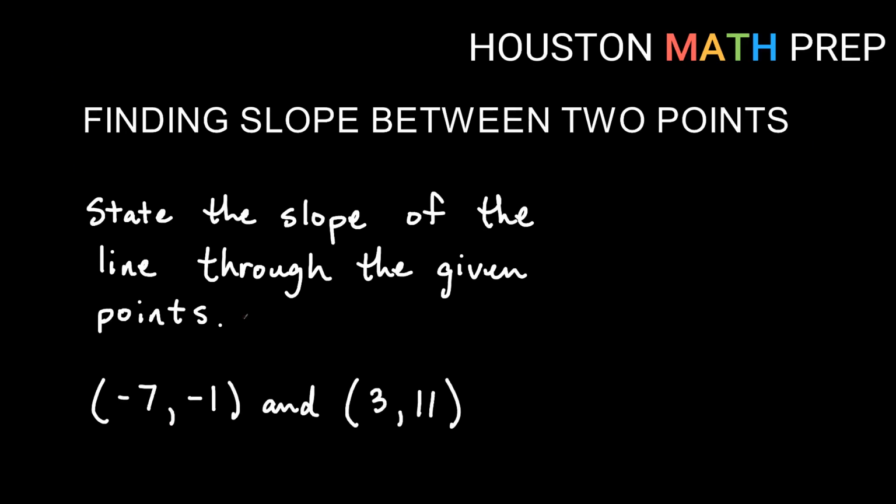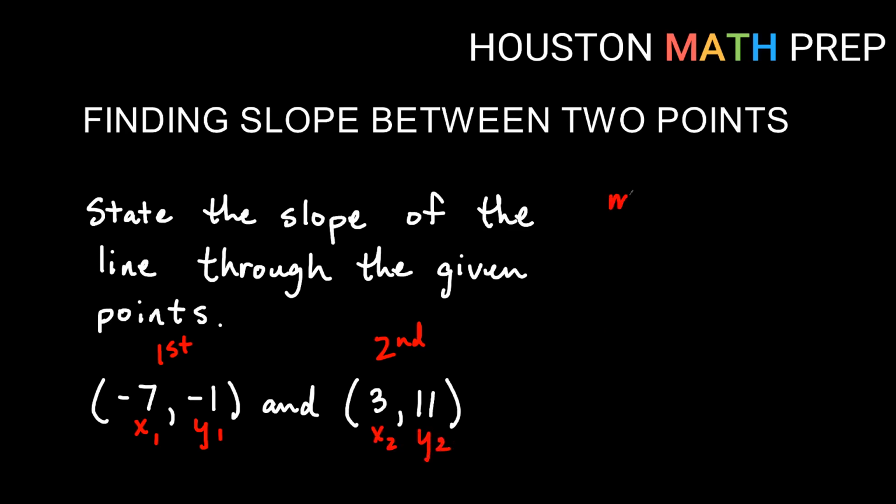Let's look at another. Here we have finding the slope between (-7, -1) and (3, 11). So if it helps you to go through and say, well, this is my first point, so this is x1 and y1, first point. And if you want to label your second point, you can say x2, y2.